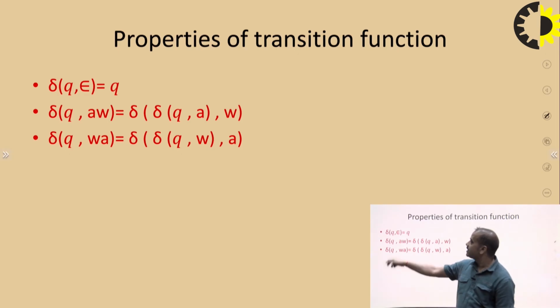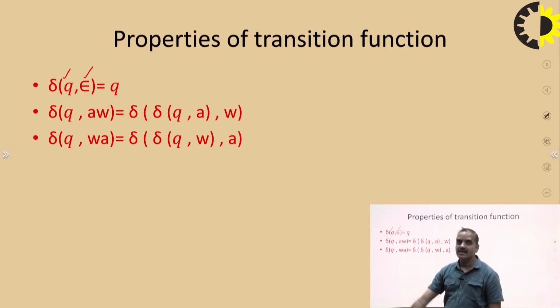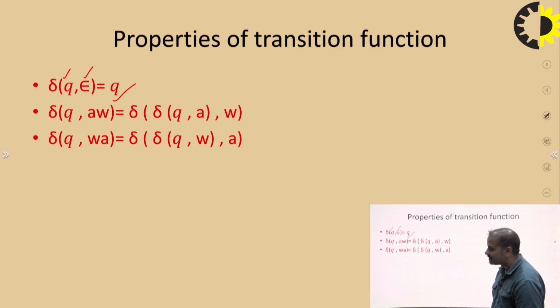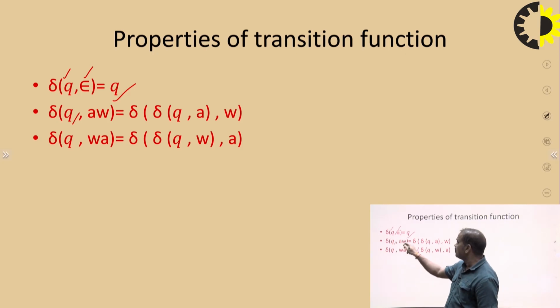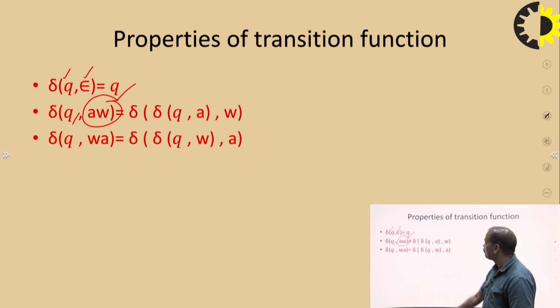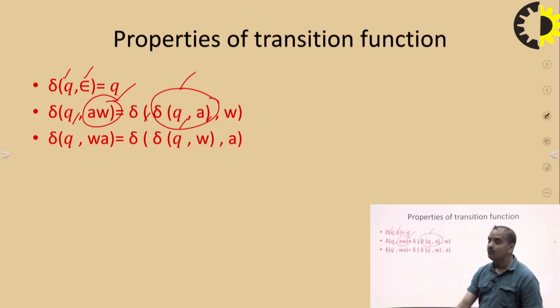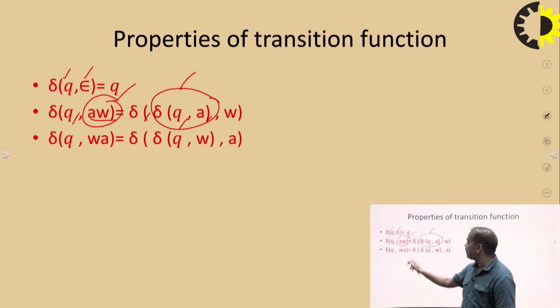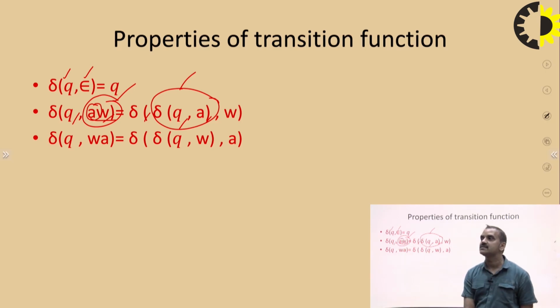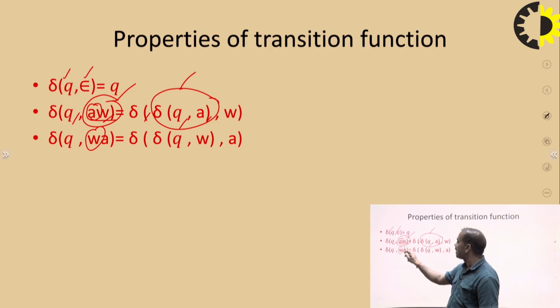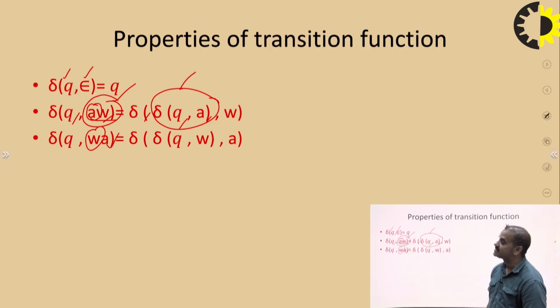If we take a null input at state q, we stay at state q. There is no change in the state. At state q, if the input string is aw, we move to the next state delta of q, a. This is the unit production. We have to process symbols one by one. Here aw is a sequence of symbols. First we process a, and after that we process w. This is the sequence of symbols processed by the given machine.